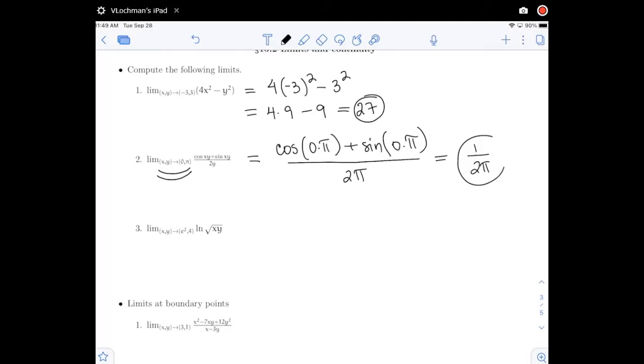All right, and then the last function of this type, okay, what do I have here? I have natural log of square root of x y. So here the concern could be if the expression under the radical was less than 0, right? Or equal to. No concern here. I have e squared and 4. The product of these two is positive, so I can just evaluate this expression as is.